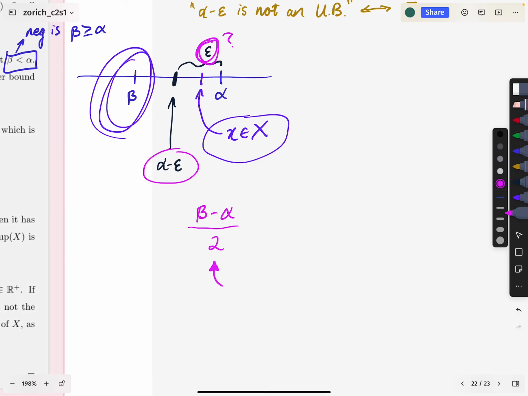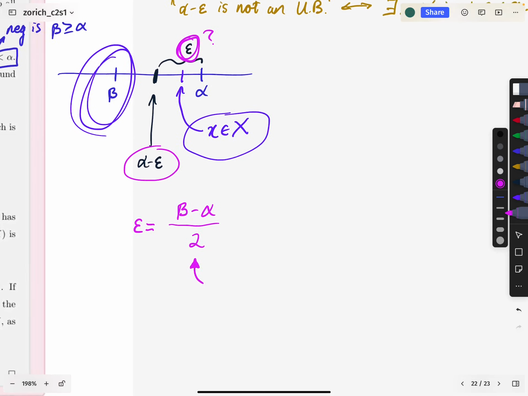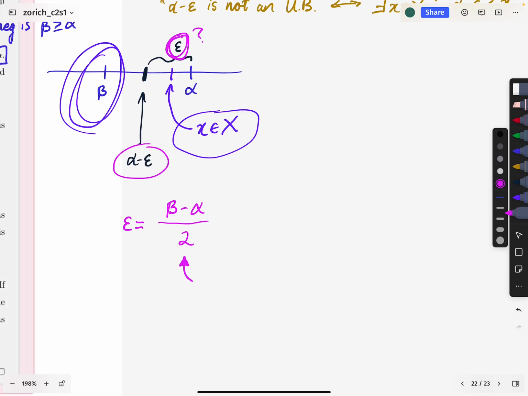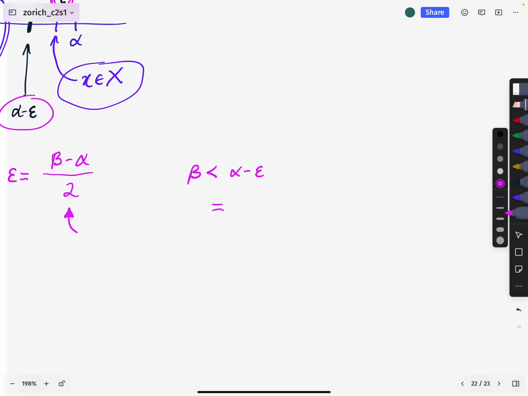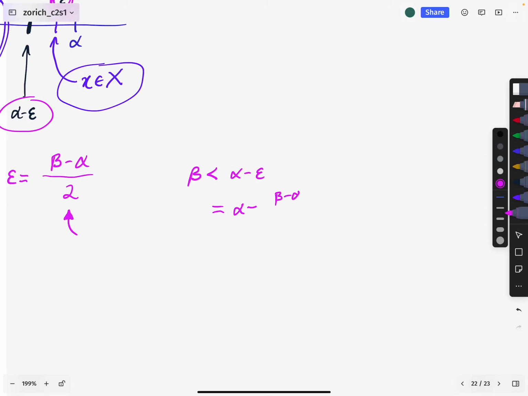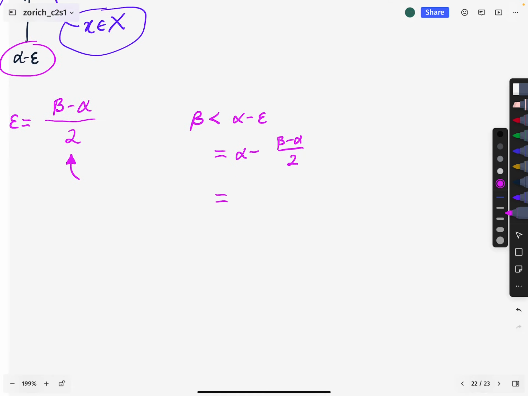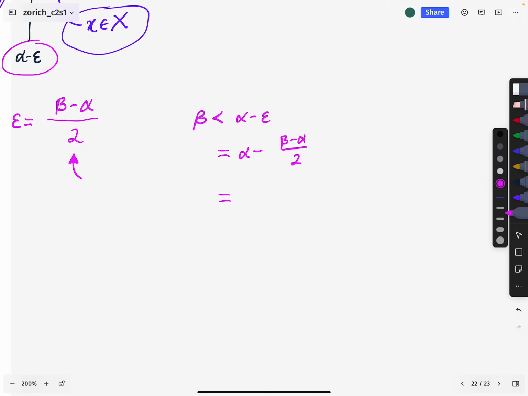And then we would expect that this could be our epsilon, right? So we're thinking this could be our epsilon, and then let's prove, because it's really important to know that when we do this, beta is strictly less than alpha minus epsilon. Can we show that? Well, we certainly know that alpha minus epsilon, just by definition, is the same thing as alpha minus (beta minus alpha) over 2. We can rearrange that using familiar rules that are easy to prove and show that this is effectively the same thing as (alpha plus beta) over 2.